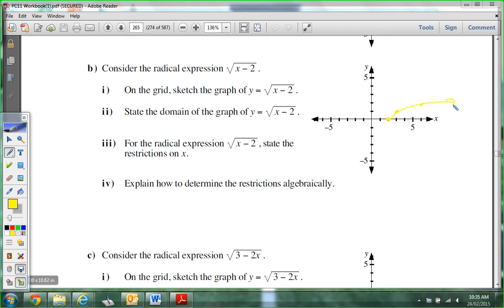Does this change our domain? Is our domain different? Yes? No? If we said our domain was x greater than or equal to 0, is that true? No, our domain now is x greater than or equal to what? 2. Good. This point, right? So x greater than or equal to 2 would be our domain there.